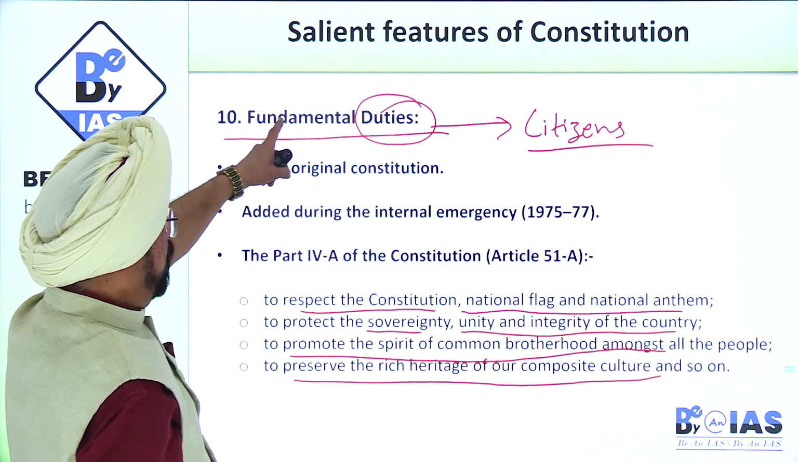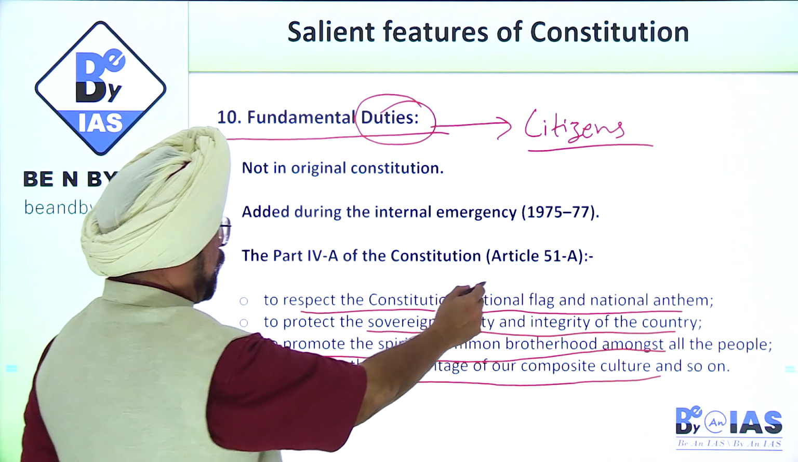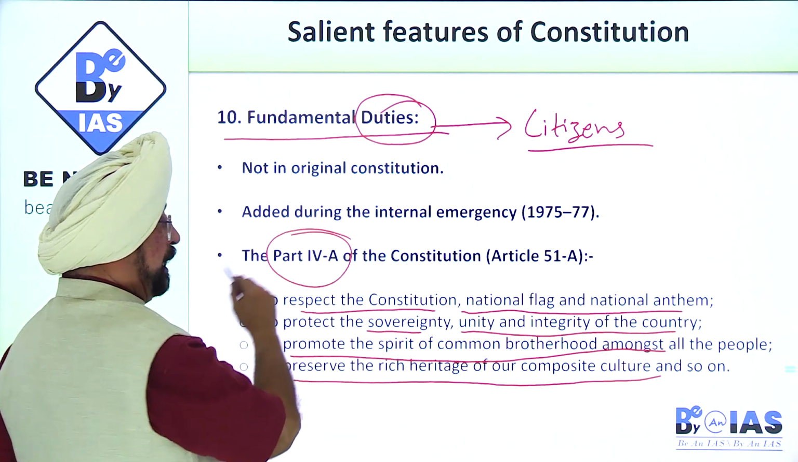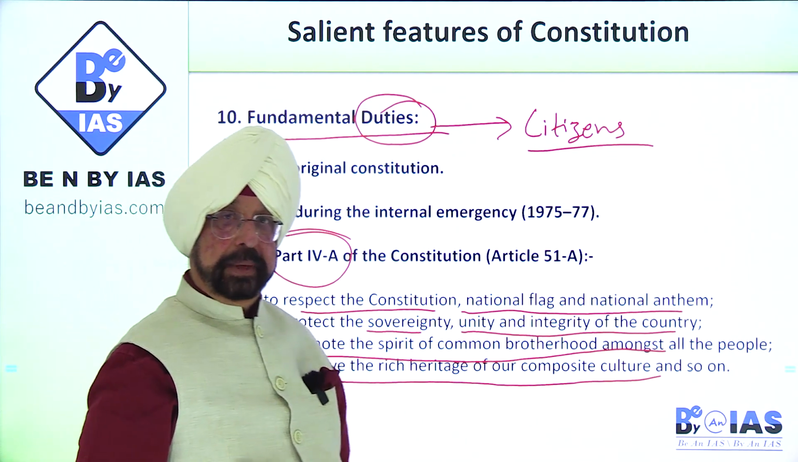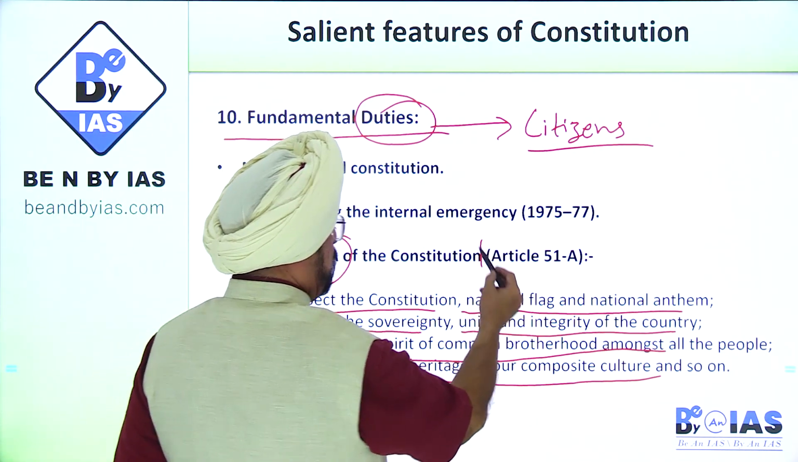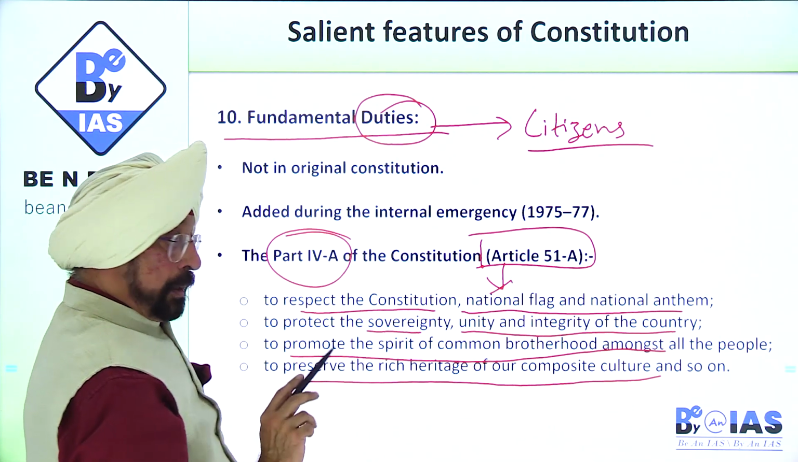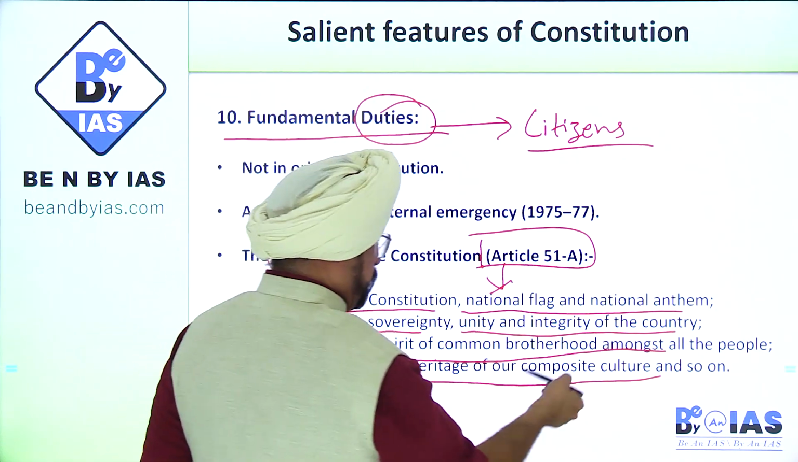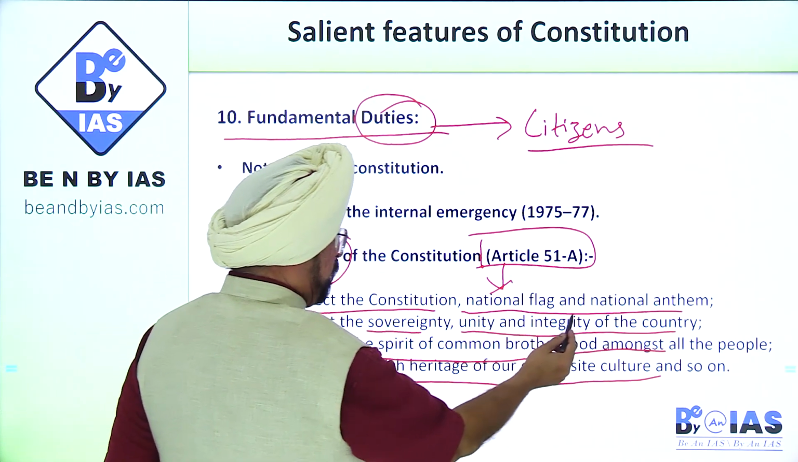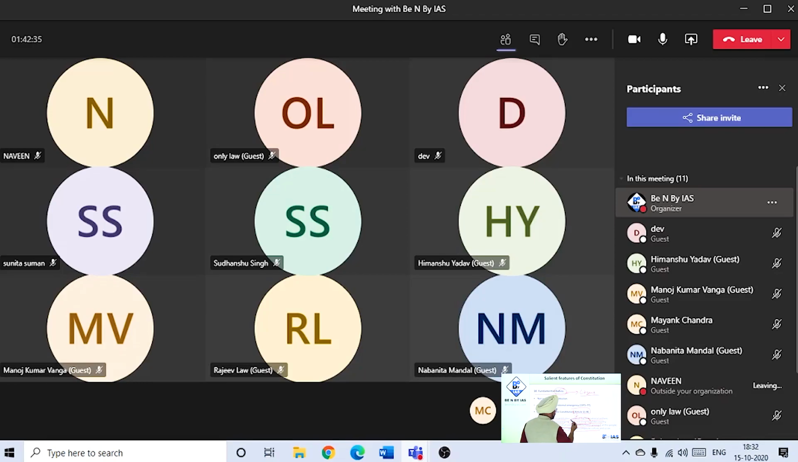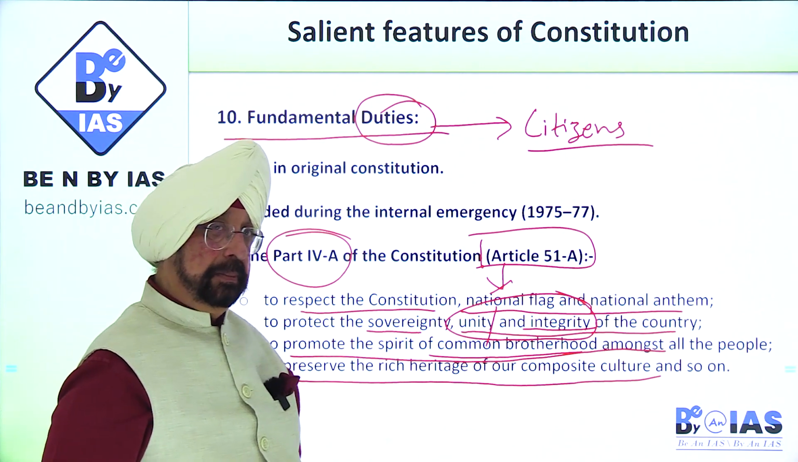So this Part 4A was added by the 42nd Amendment, and there is one single article covering all these parts. Remember, in the preamble, we will study in detail the words unity and integrity. Unity was already there, integrity was added. Then fraternity is there. Common brotherhood means fraternity. You will find these terms in the preamble itself.